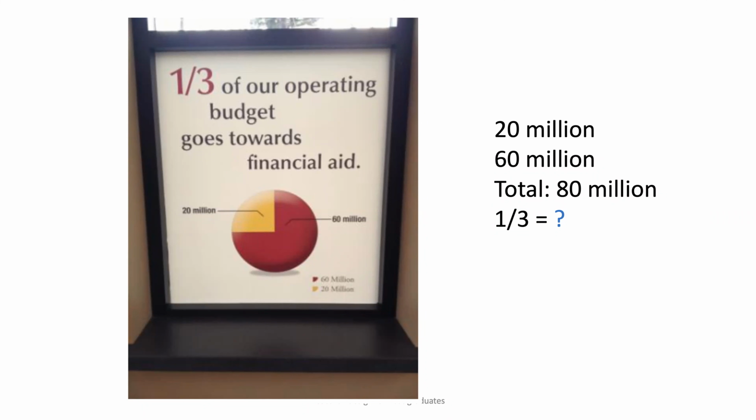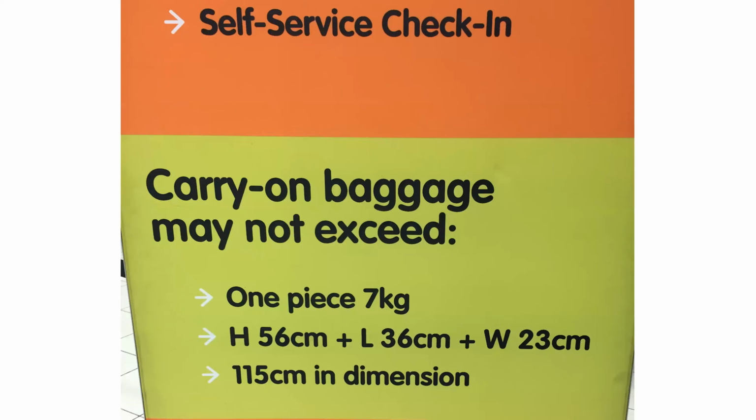The last one of the units examples that I found interesting was a picture that I took some time ago at an airport. Let's have a look at this together. Carry-on baggage may not exceed one piece, 70 kilograms, fine, no problem. Height 56, length 36, and width 23 centimeters, also no problem. But here comes: your baggage should be 150 centimeters in dimension.